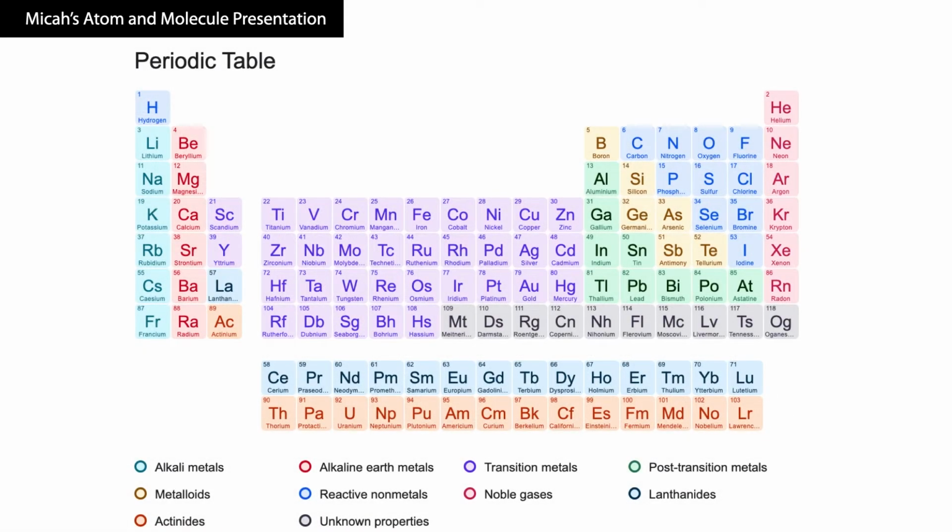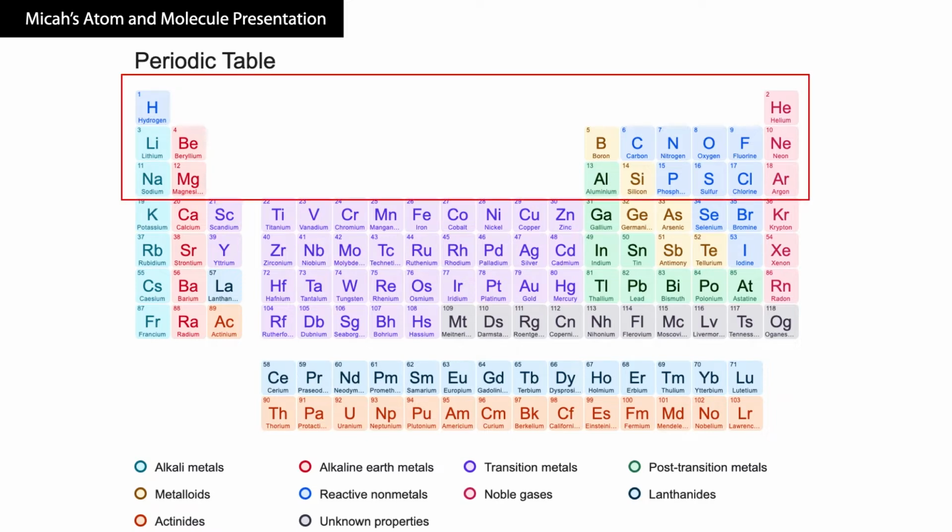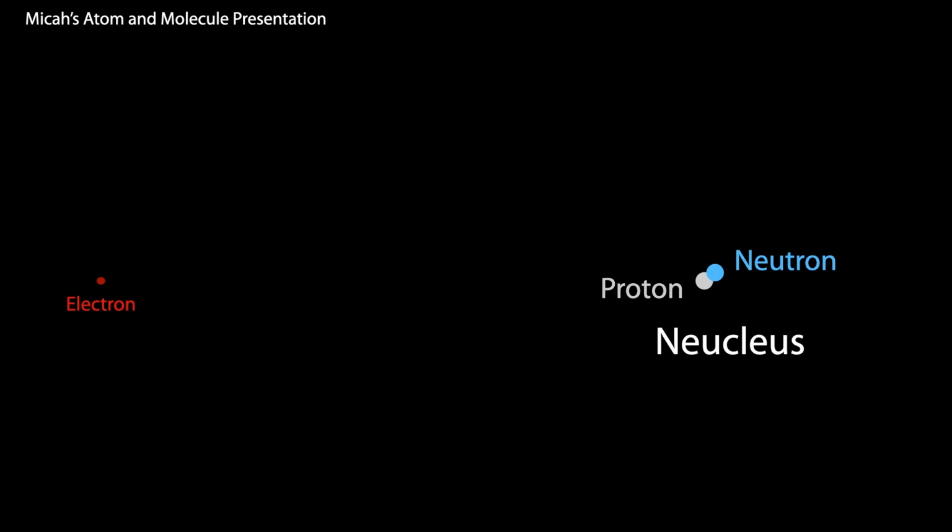This is the periodic table of the elements. It shows all the elements we know today. In this video, we're going to describe the first 18 elements. Elements are made of fundamental particles.